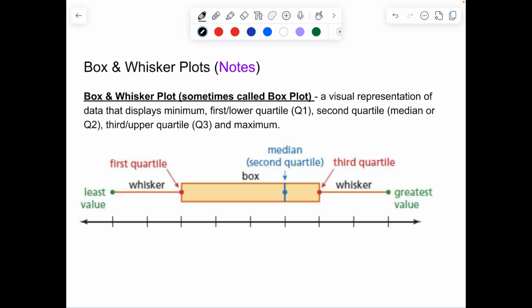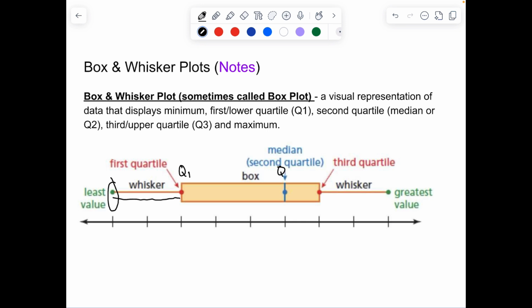So here is an example of a box and whisker plot. As you can see, we have our least value, which is represented by this green dot here. Then we have a line from that smallest value up to the box, which is called a whisker. The leftmost part of the box is where your Q1 is. And then we have our median, which would be inside the box. It could be anywhere within the box depending on your data.